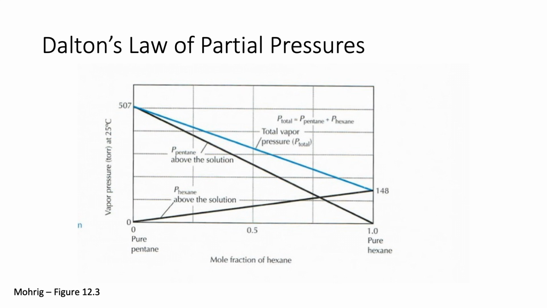But if you have pure pentane, then your total pressure is going to be just the pressure of pentane. And this is your pressure of pentane. And then you can see that if you add up these two lines, then you'll get the total, equaling your blue line, which is your total pressure at various different mole fractions of each of these substances.